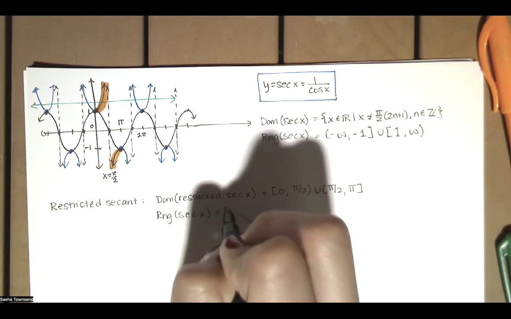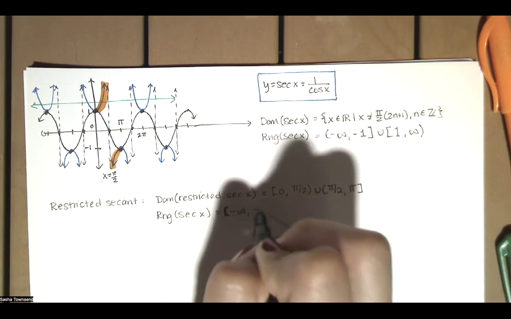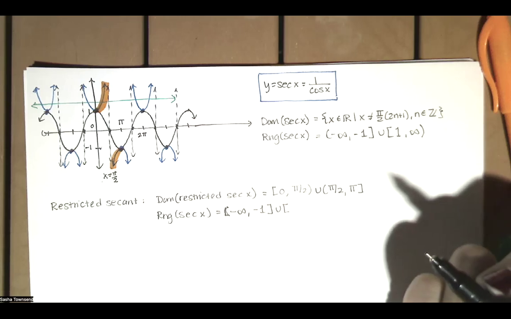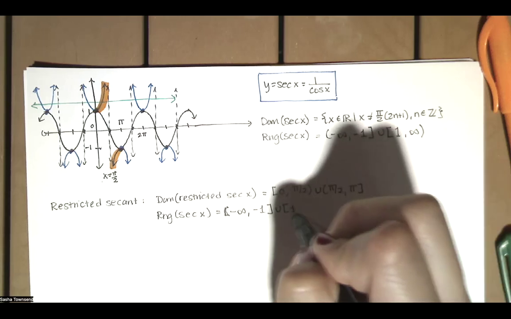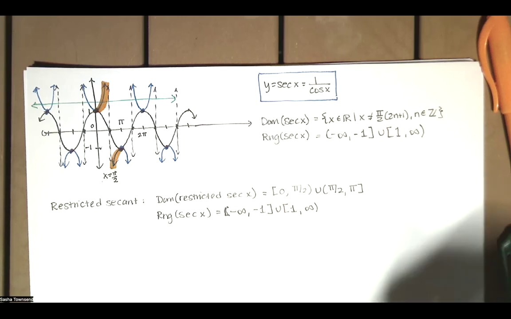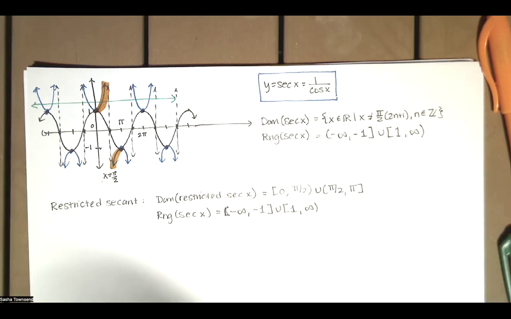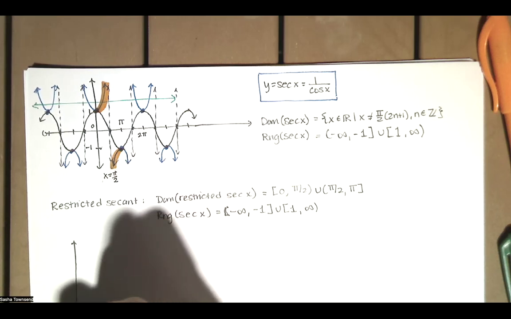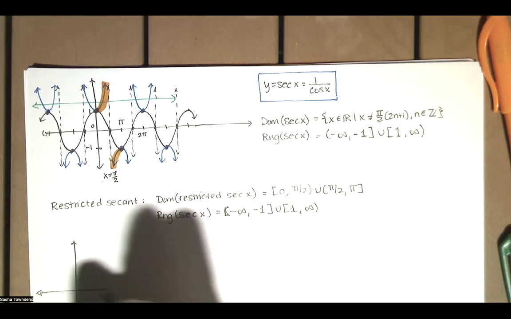So we went from negative infinity to negative 1. And then we skip all the values from negative 1 to 1. And then we go from 1 to infinity. Okay. So now you switch the roles of x and y. So I probably should have left myself more space.